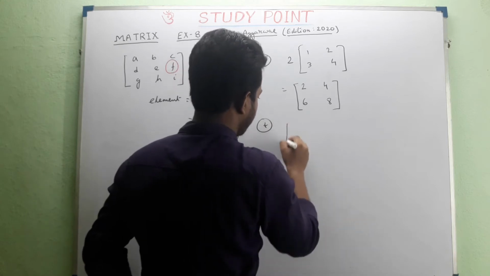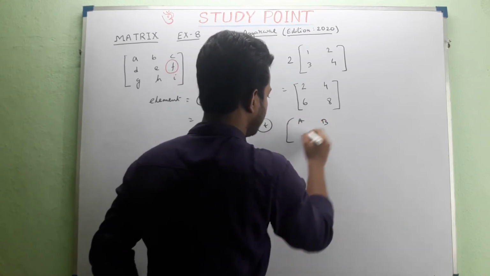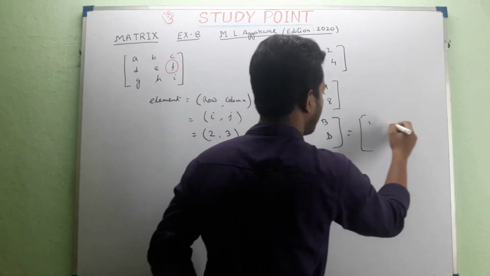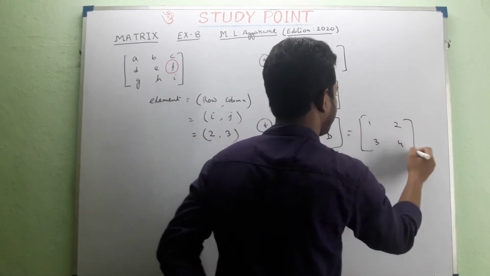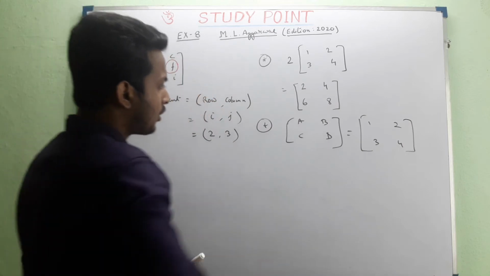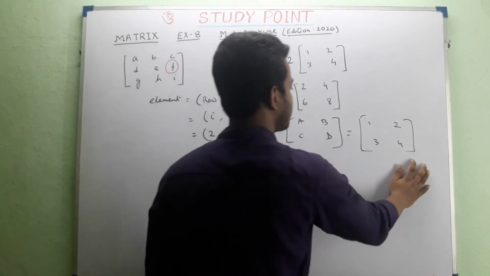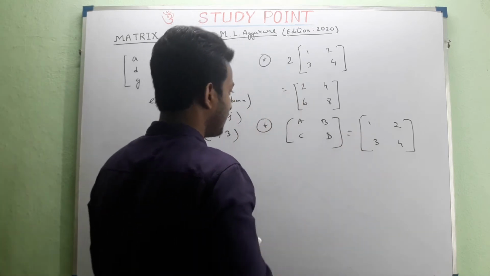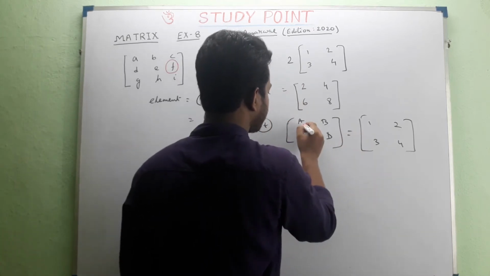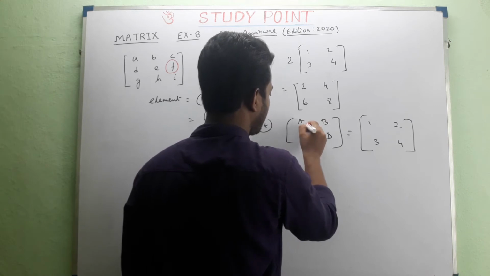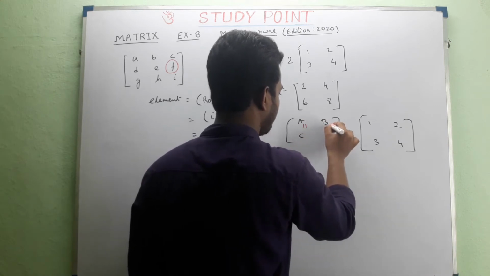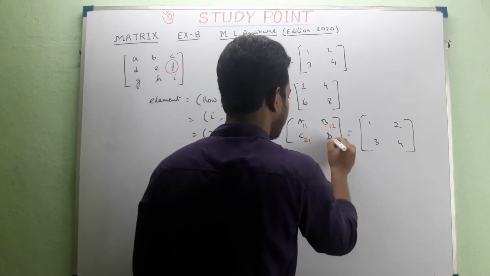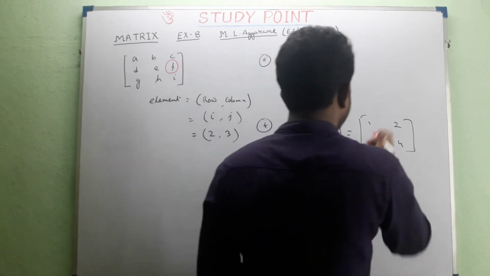And the next thing is, suppose A, B, C, D is written, and here 1, 2, 3, 4. See, the order of this matrix is equal to the order of this matrix. Because they have the equal sign, what is the position? First row, first column. It is first row, second column. It is second row, first column. It is second row, second column.